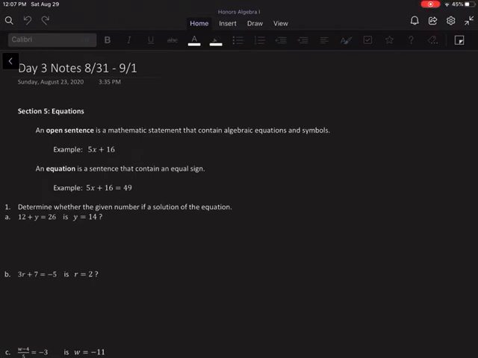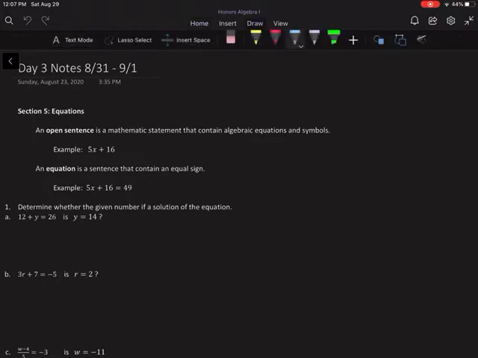All right, ladies, we're going to do day 3 notes, equations. Typically, this is not solving equations. It's really one variable and doing the order of operations. So we know what an open sentence is. It's also called an expression, okay? An open expression doesn't have an equal sign. And when it does have an equal sign, we call it an equation.